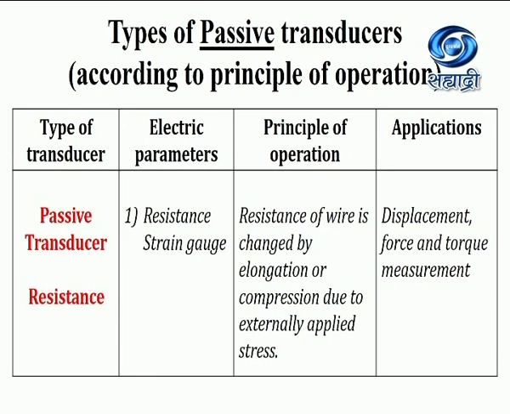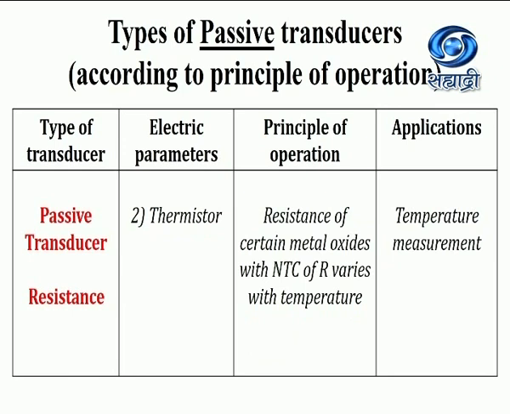So here the principle of operation is that the resistance of a wire is changed by elongation and compression due to externally applied stress, and this transducer is used in displacement, force and torque measurement. The second type of resistance transducer is the thermistor. Here the principle of operation is that the resistance of certain metal oxides with a negative temperature coefficient of resistance varies with temperature. Basically this thermistor is used in temperature measurement, where resistance can vary with the temperature variations.